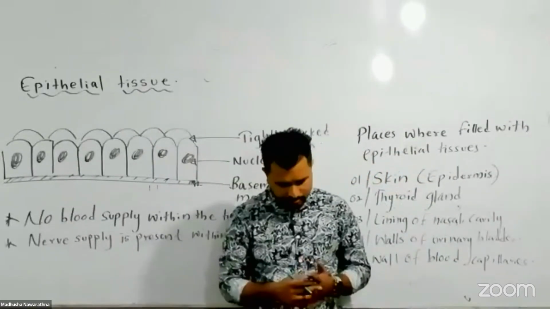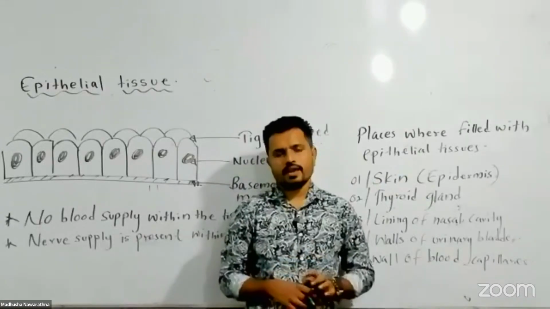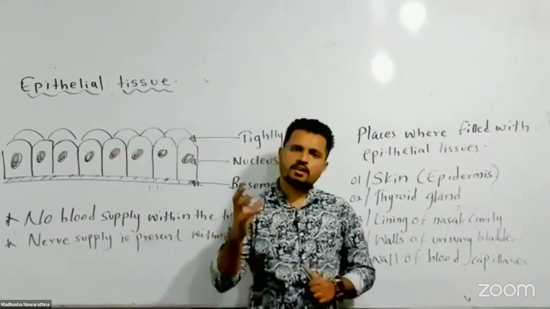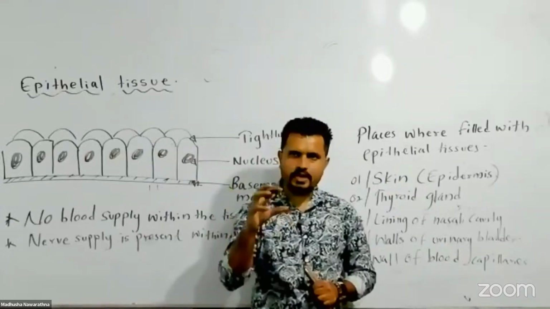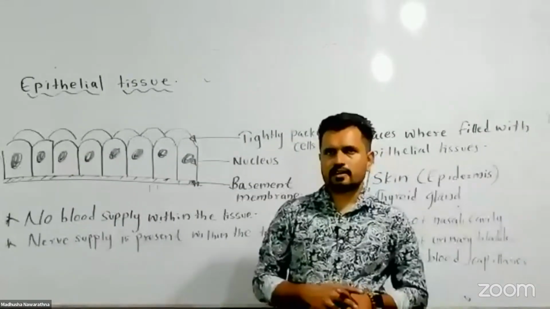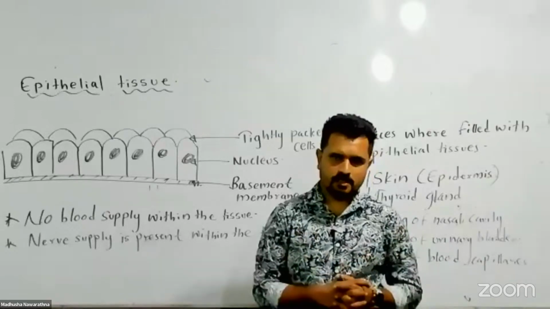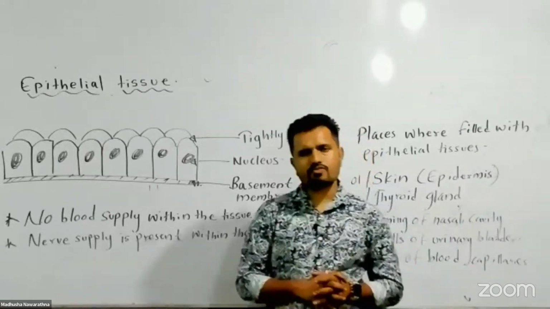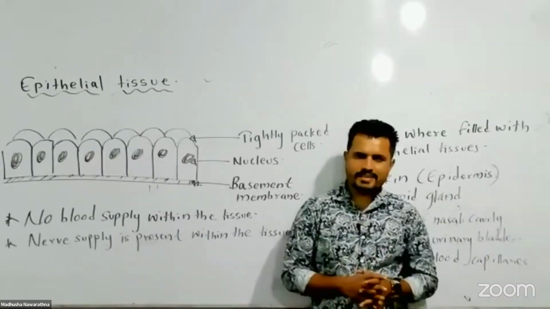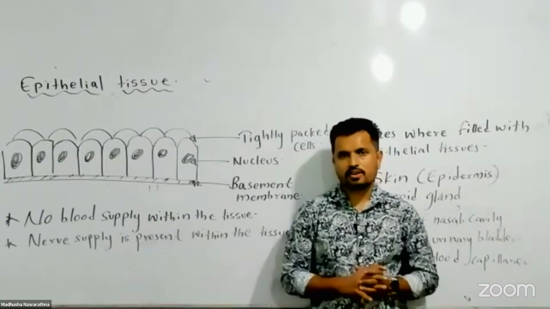Then the absorptive function, right? In our digestive tract, some required nutrients or matter from the food are absorbed. So the absorbable food materials are absorbed through the epithelium in our digestive tract. So it's very important to have this.